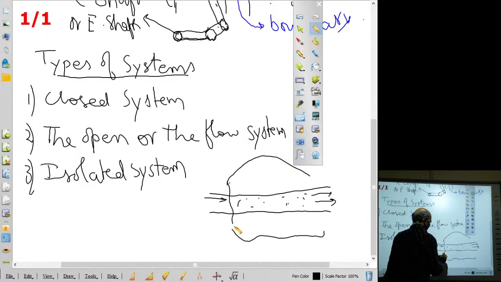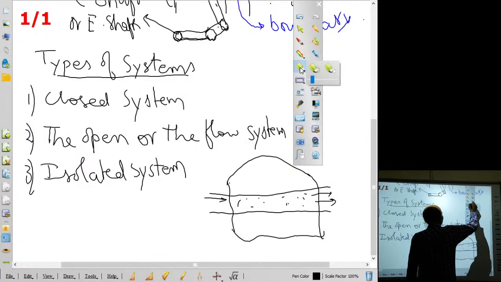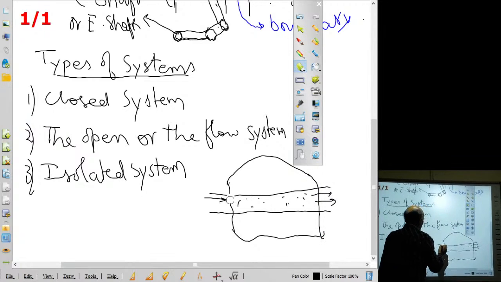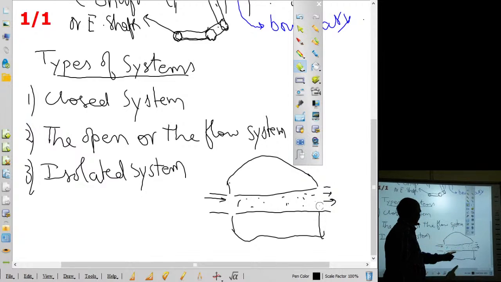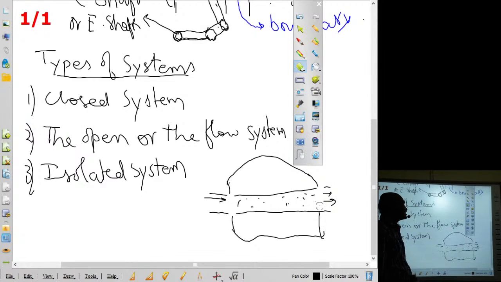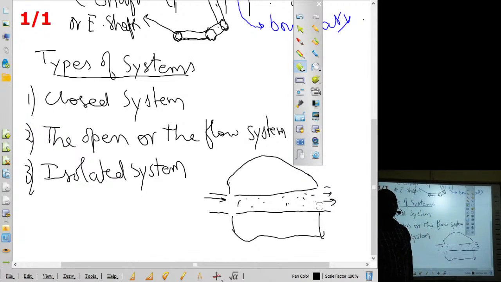I will show it even more clearly. It is like this. So you can see the boundary is open on both sides. That is why the system here is called the open system. Flow is taking place, so the same system is also known as the flow system.